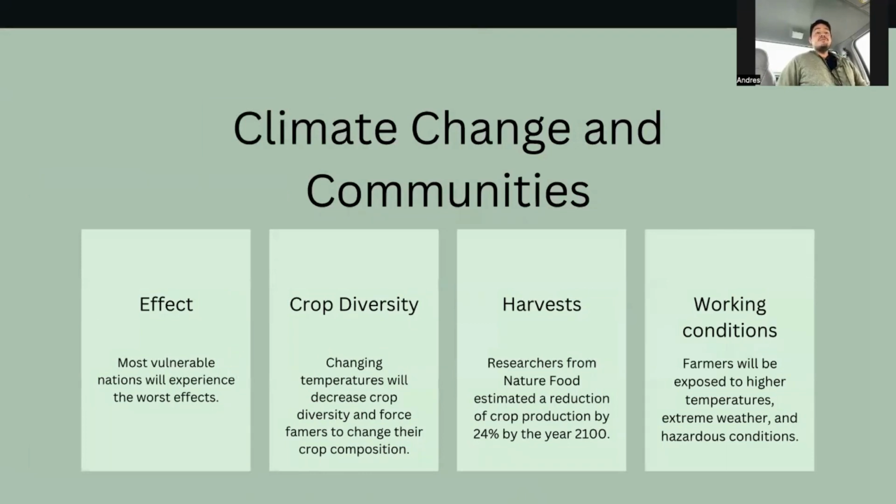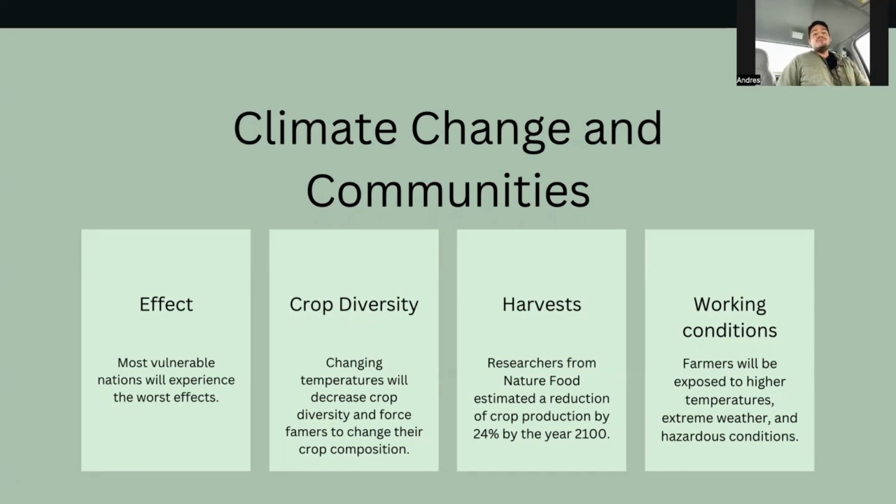All right, so climate change will have a great impact in many communities. Most of the world's most vulnerable communities will be the most affected, as these communities may have lower resources or access to government funding to help them overcome many of the challenges that are presented. It will also change crop diversity, so they might be forced to plant crops that are more resilient, but it might change the structure of the community, as many crops are tied into a lot of cultural aspects.